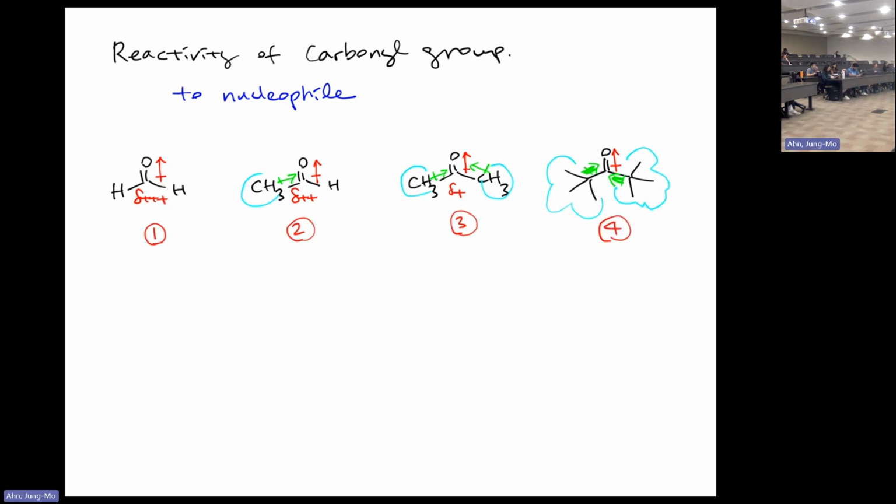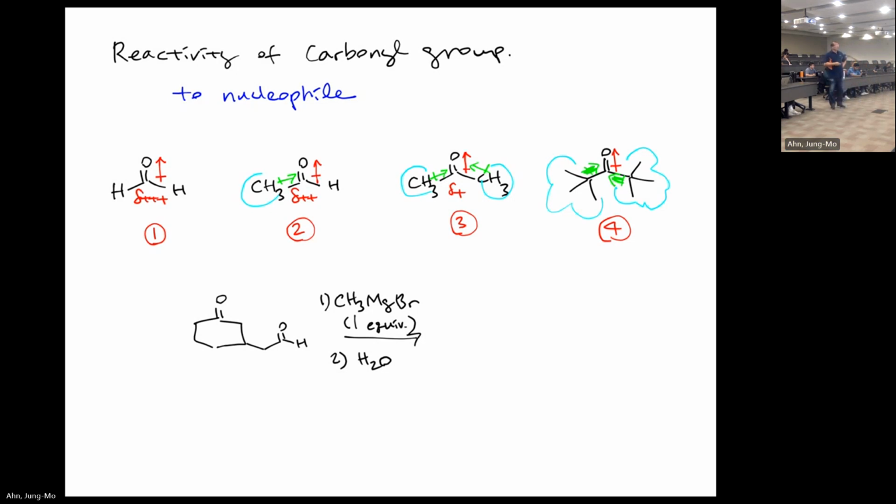So that is something I'm going to talk about before we move on, because we're not going to just talk about these. We need to talk about something else as well. So how we can use that concept for this kind of question is something like this. You see here, we have methyl magnesium bromide, but just one equivalent. We have 1 to 1.